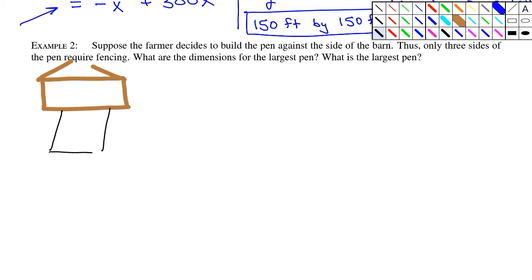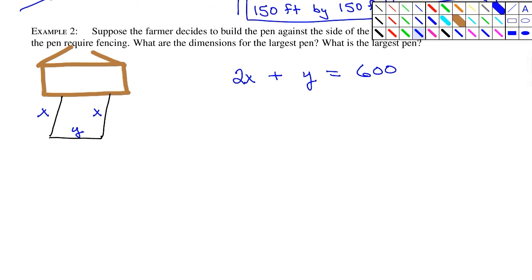It's a little rectangle. I've drawn it sort of skewed because of perspective and stuff, but it's a rectangle. Now the key here is that you only have 3 sides of fencing. And so when we go to write our perimeter formula, there are still 2 x's, but there's only 1 y. So it's 2x plus y is equal to 600. All right, let's hang on to that.